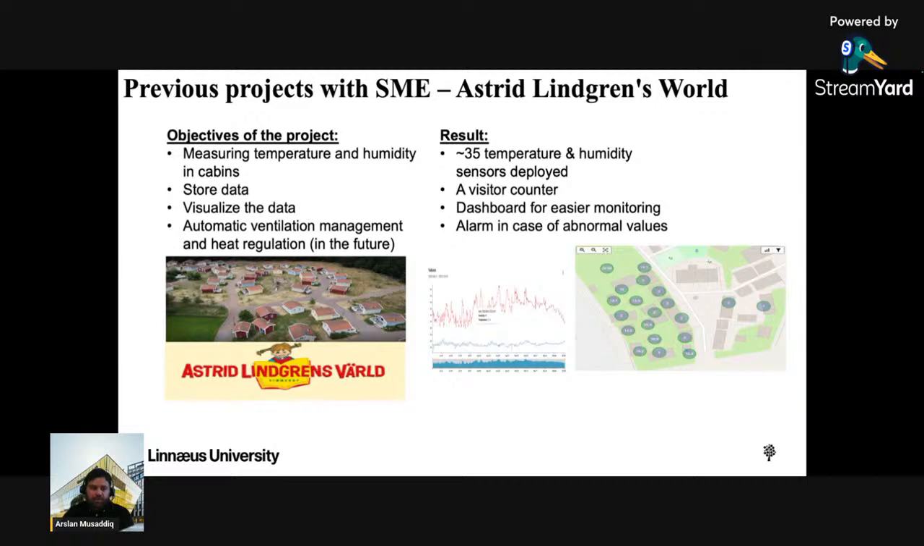For example, here you can see this theme park. We installed a number of sensors, temperature and humidity sensors in the cabins. We installed a visitor counter and we created a dashboard for easier monitoring and alarm in case of abnormal values. Simple IoT sensors are used to enhance the efficiency of this theme park.